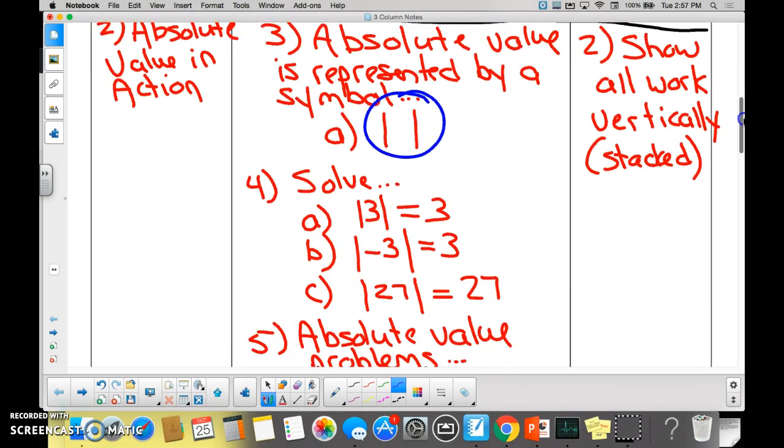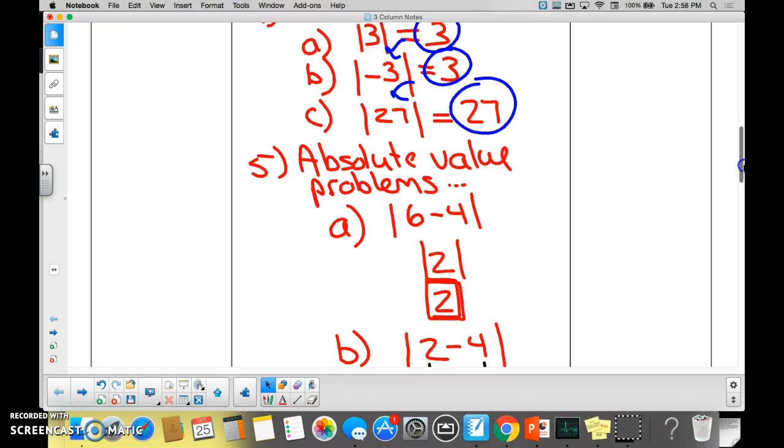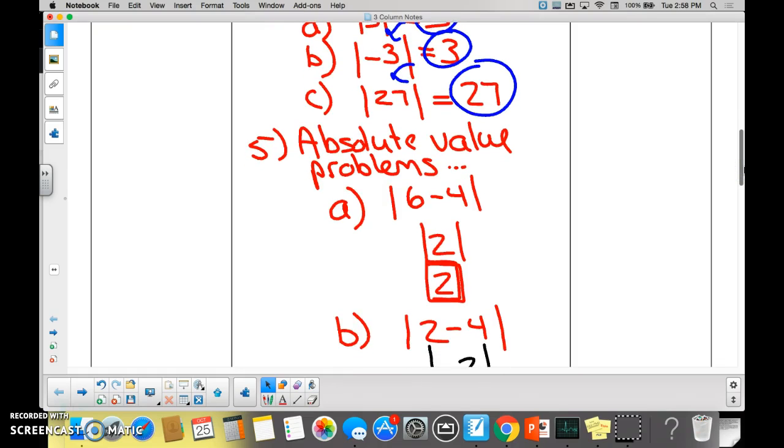4A, 4B, 4C, you can see that the absolute value of all of these problems would be how far the number is from 0, yes or no? Yes. Okay? And then you guys wanted to keep going, so we got a little bit tricky. We went down to number 5, and we said absolute value problems aren't a whole lot different other than you do the math, and then you solve for absolute value.